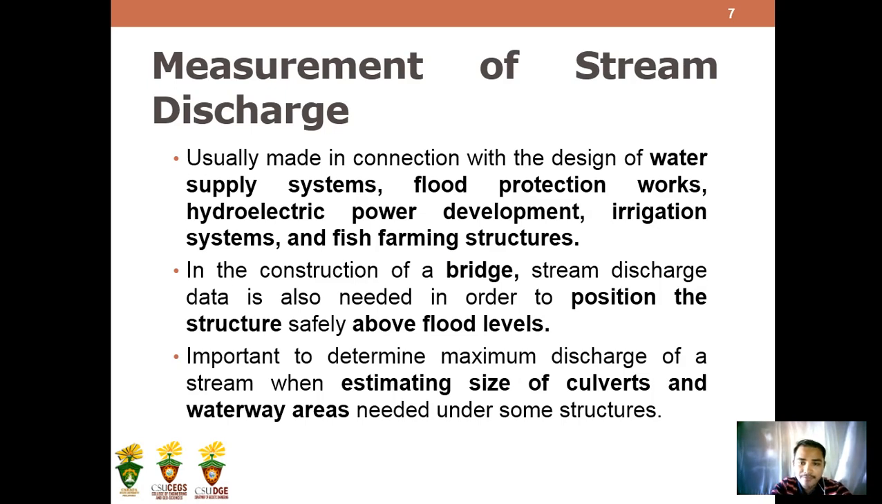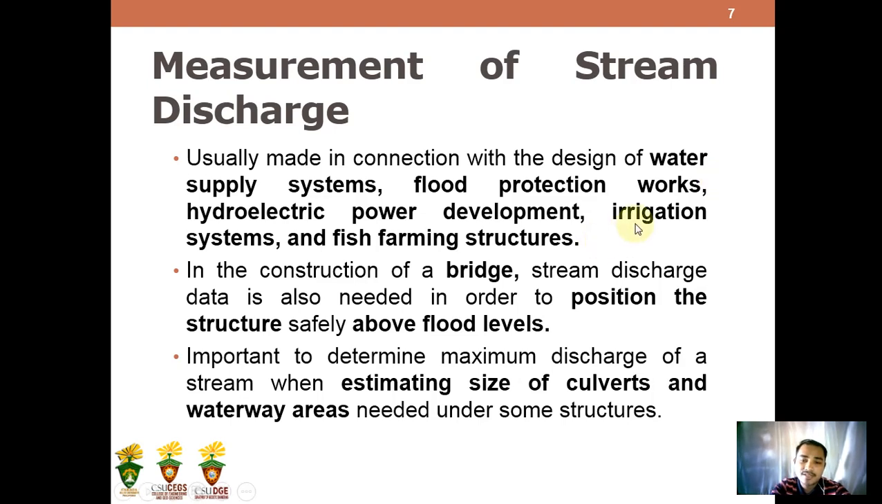For example, for flood protection works, we need to determine the discharge of the water in that specific water body, for us to determine how strong the structure should be. Also for hydroelectric power development, we need to know the discharge of the specific outlet, to know how much water flows to turn the dynamo to create electricity.